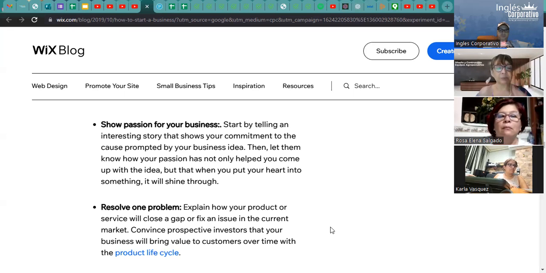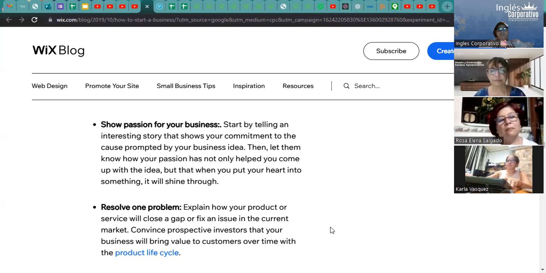It is very important that we come straightforward with the answer of which necessity, which need are we resolving with our service or product, you know? And it is what is meant that our product or service will close a gap or fix an issue in the current market. You know, because you must convince the people, convince the investor, convince the audience that your product or service is going to catch the need of the target group. Okay, so that is okay. I mean, yes, this is about the pitch, the one that we were speaking about, the pitch deck.